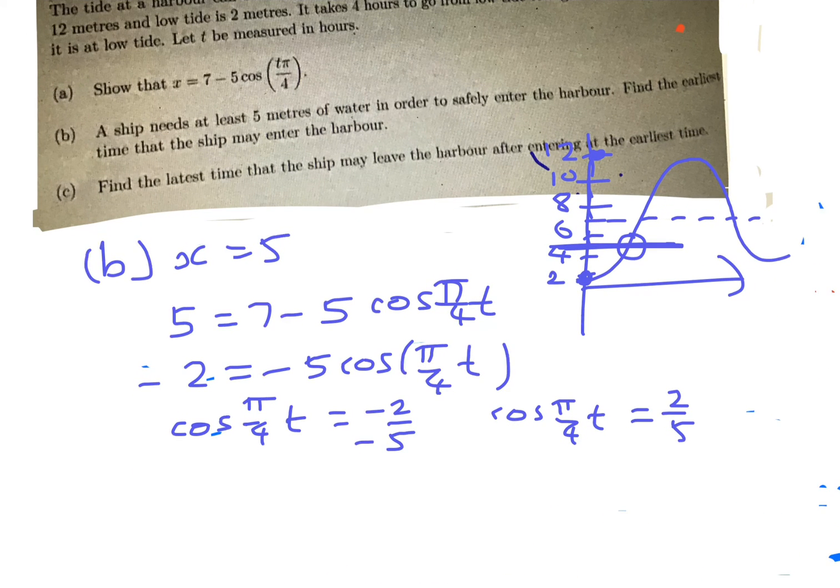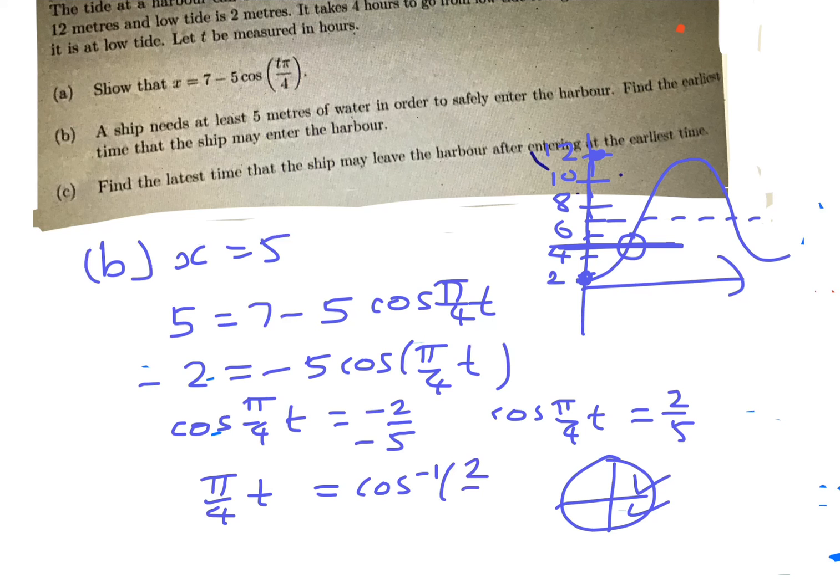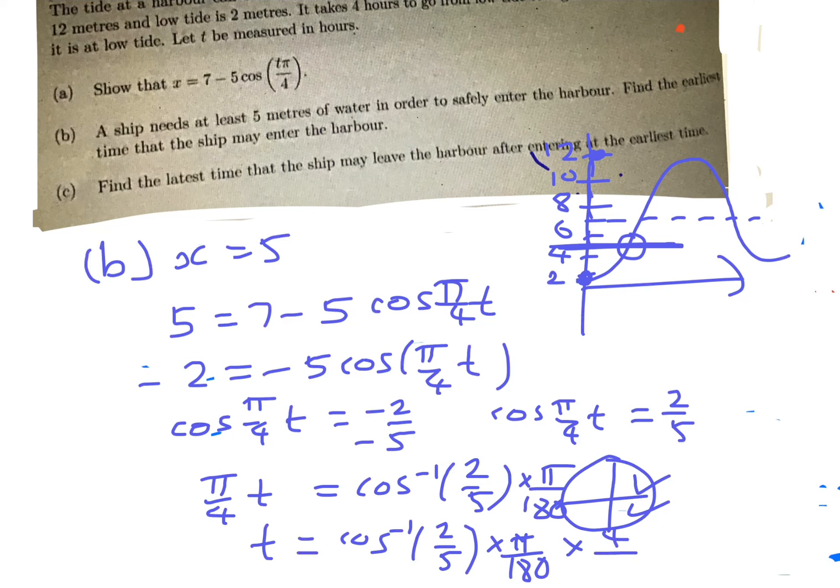So that would mean that pi on 4t equals, so cos is positive here and here. So the first time when this would happen, we put cos to the minus 1 of 2/5, and then we've got to make sure that that is in radians, so I'm going to times it by pi on 180, and then shift cos in degrees, times pi on 180, and then I'm going to times 4 and divide by pi.